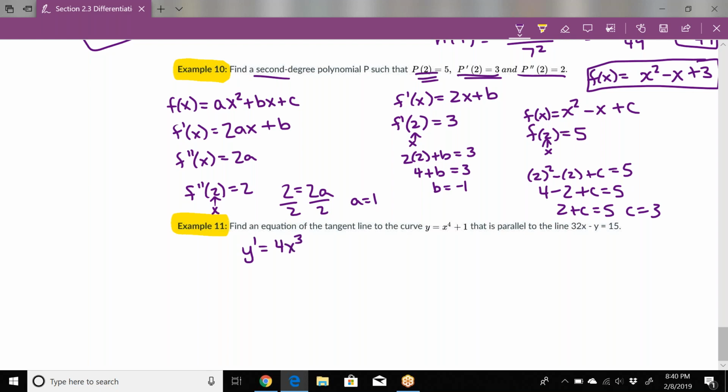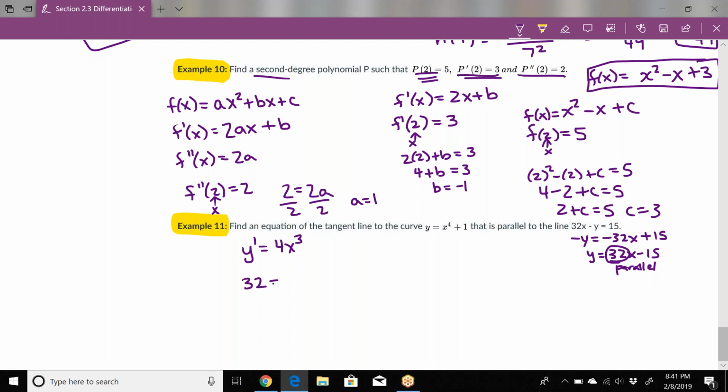Now, I want it to be parallel to this line, so I need to know the slope of this line. So if you imagine solving that for y, we would subtract the 3x over, then divide everything by -1. So that's going to make it y equals 3x minus 15. This is the slope that we want to be parallel to. And remember, parallel means same slope. So this is telling us that our slope needs to still be 3. Remember, this stands for slope. So we can solve this.